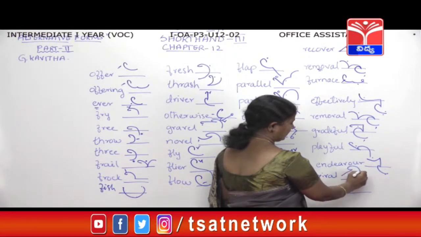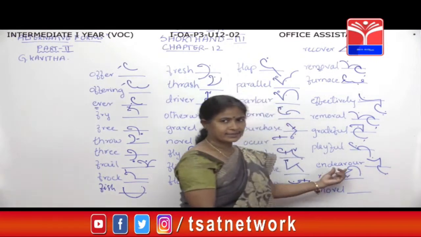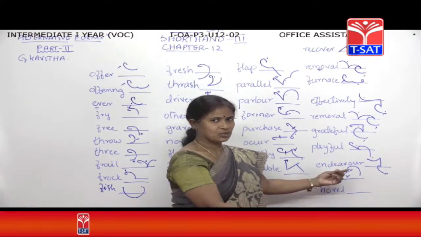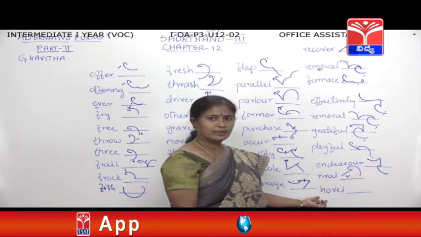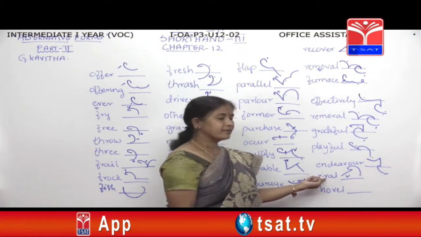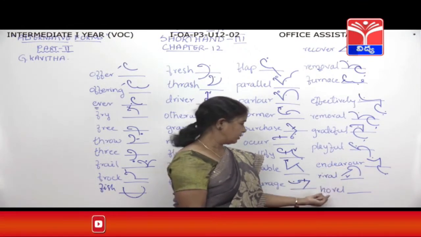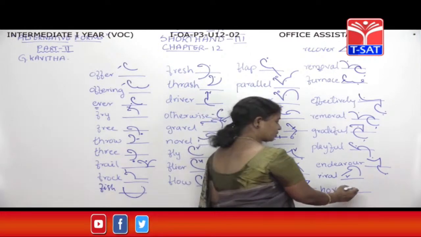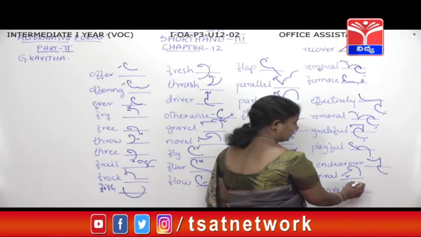Rival. Ri and val. The R is going towards the right side. So, right form of val joins very easily. Hovel. After straight upstrokes, we use right form of val and val, isn't it? Rival. R is a straight upstroke. And hovel. H is also a straight upstroke. Ho and val.